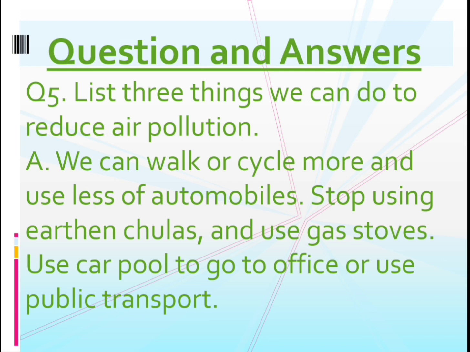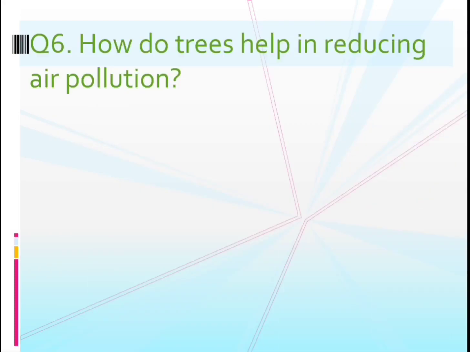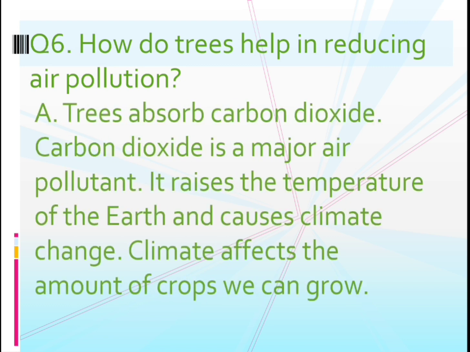Coming to your next question, how do trees help in reducing the air pollution? Trees absorb carbon dioxide, and this carbon dioxide is a major cause of air pollution, isn't it? Because it traps the sun's heat and creates global warming. So it raises the temperature of the earth and causes climate change, and climate affects the amount of crops we can grow. Write this answer in your classwork and please learn it, children.